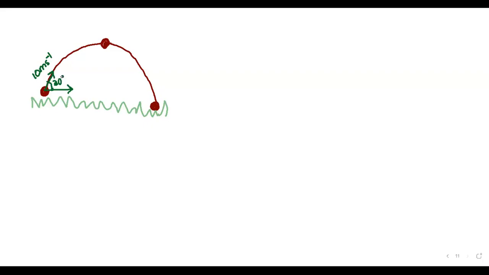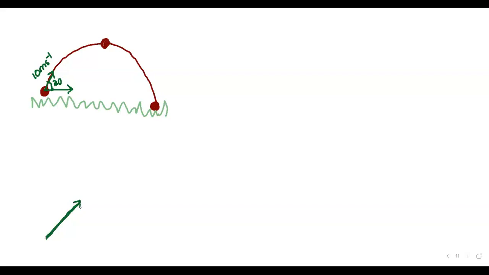Velocity is a vector quantity, meaning that both the direction and the magnitude are important. Now, when I take a look at this situation, my velocity is acting at an angle. It's a vector quantity, meaning that I will have to take my velocity and resolve it into a vertical component and a horizontal component, because this is a vector quantity.